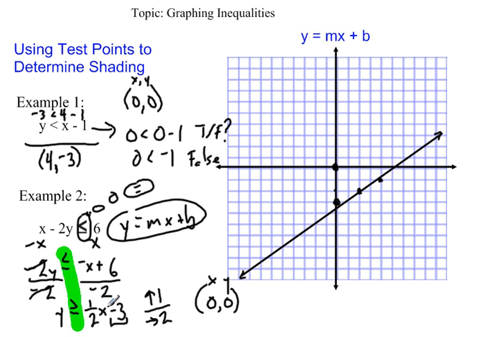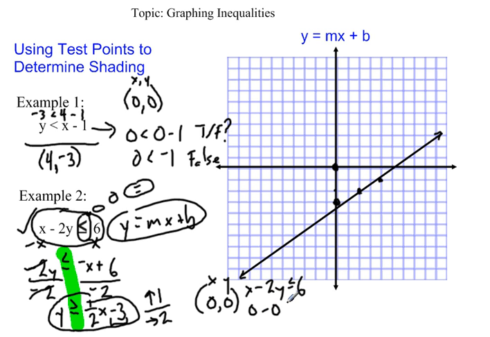Now I can do that in my slope-intercept form, or I can do that in my original equation. We can try it both ways. If you put a 0 into this original equation, instead of x minus 2y is less than or equal to 6, you're going to have 0 minus 0 is less than or equal to 6. 0 is definitely less than or equal to 6.